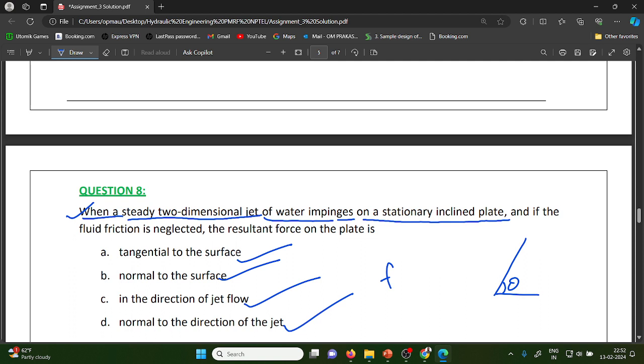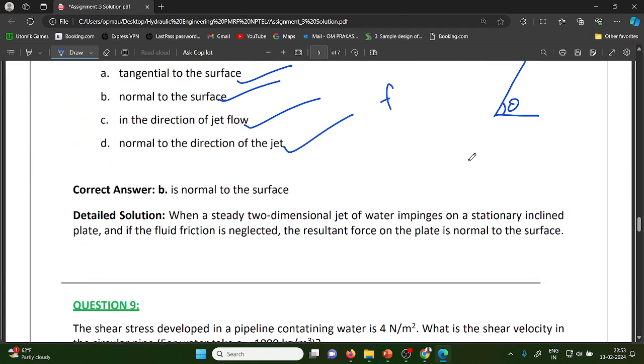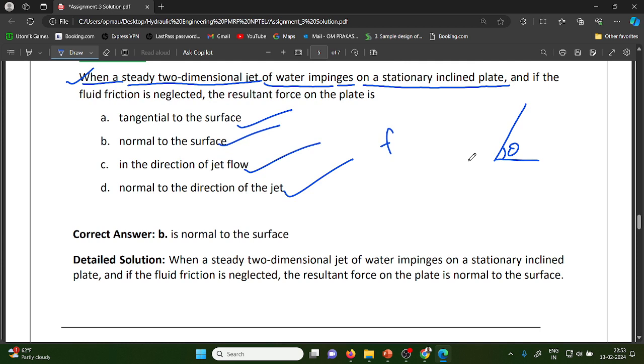Okay. So the answer of this question is normal to the surface. Why? When a steady two-dimensional jet of water impinges on a stationary inclined plate, if the fluid friction is neglected, the resultant force on the plate is normal to the surface. Not tangential, because we have neglected the friction here.